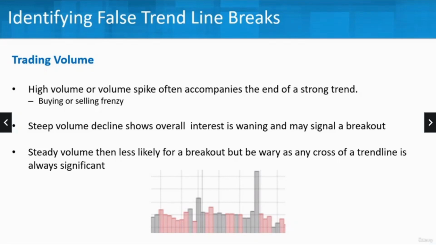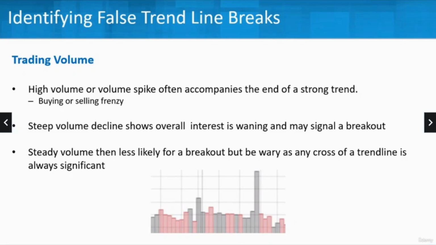A steep volume decline shows that overall interest is waning and may signal a breakout. Right? It hasn't necessarily happened, but it may signal that interest is waning, may signal a breakout. And if there's steady volume, then it's less likely for a breakout. But be wary, as any cross of a trend line is also significant. So we're looking for a false breakout in this case.